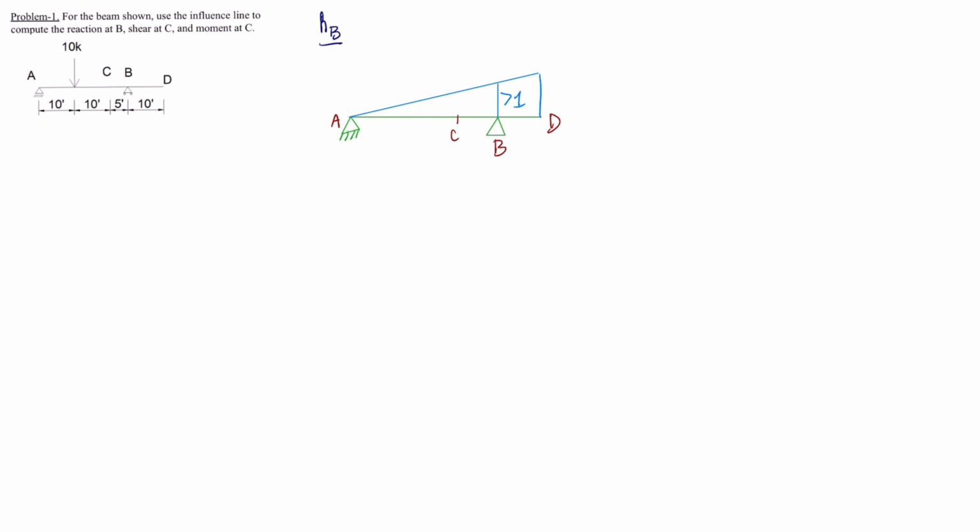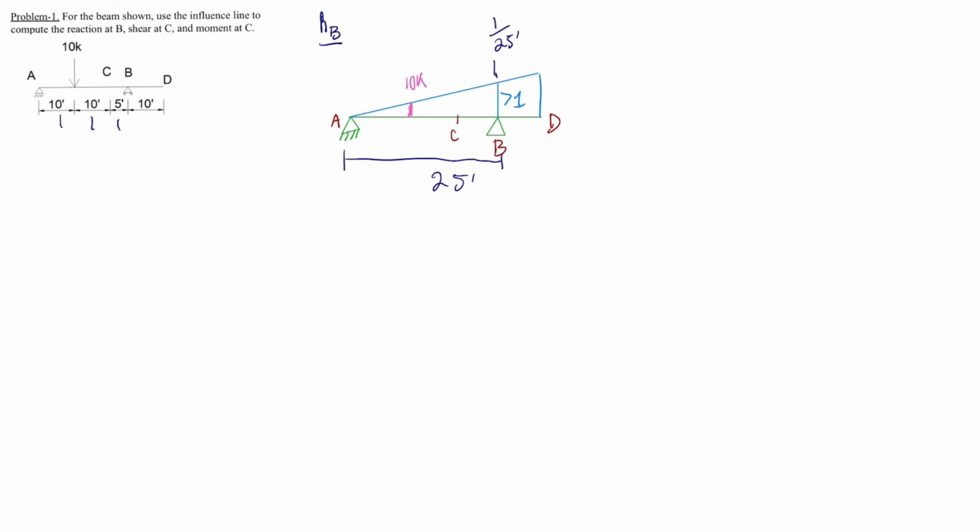We will now need to compute the slope of this line. So we know that this length is equal to 10 plus 10 plus 5, which is equal to 25 feet. And that means this has a slope of 1 over 25. So then now we can go ahead and draw on the diagram where the point load is. So the point load will be here between A and C. So now we can calculate the reaction at B.